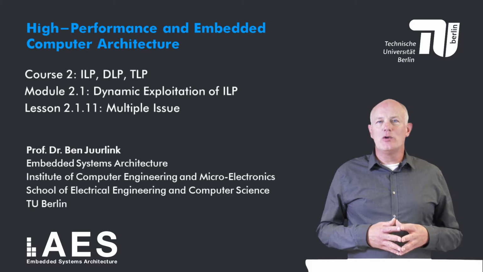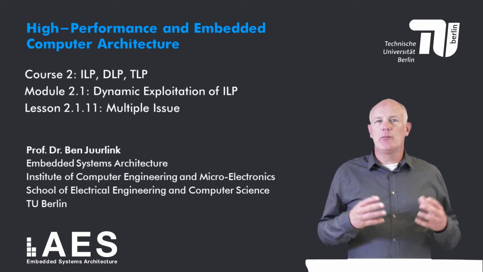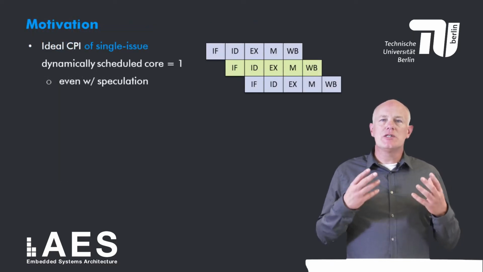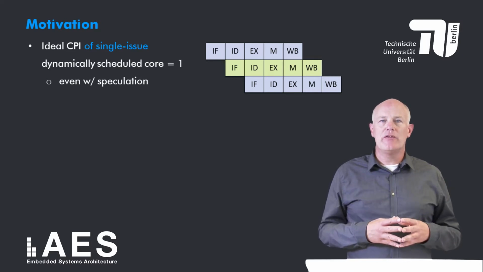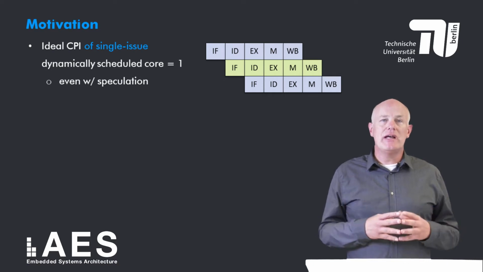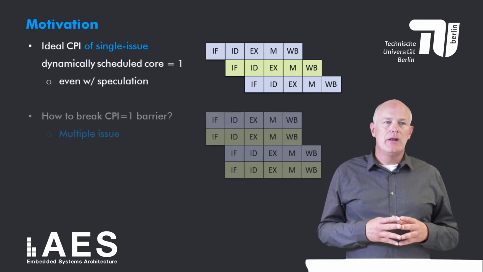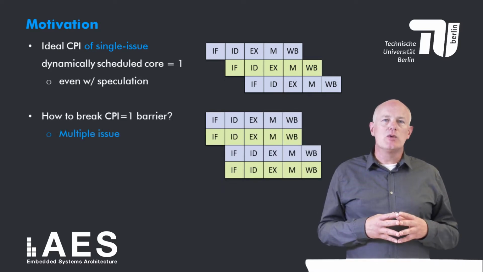Welcome back to this module on dynamic exploitation of ILP. The topic of this lesson is multiple issue processors. So far I have focused on single issue processors, processors that issue a single instruction per cycle. The ideal CPI of such a processor, even if it dynamically schedules the instructions and performs speculation, is 1. So it's natural to ask, how do we break the CPI equals 1 barrier?